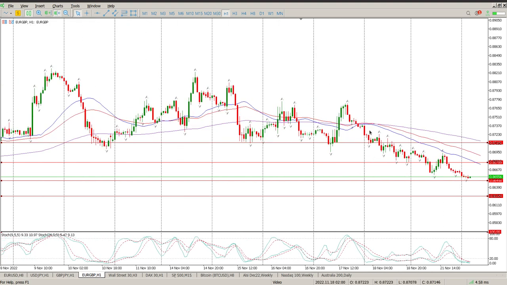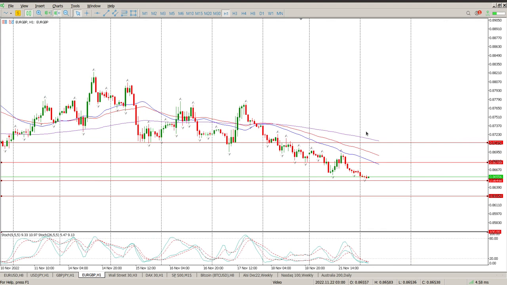I think the pound is probably the only one that offers anything on the markets I trade. So that's what we'll be watching this morning.